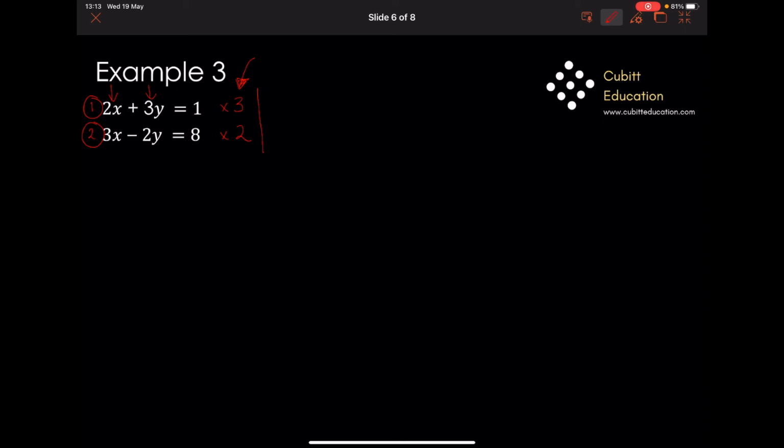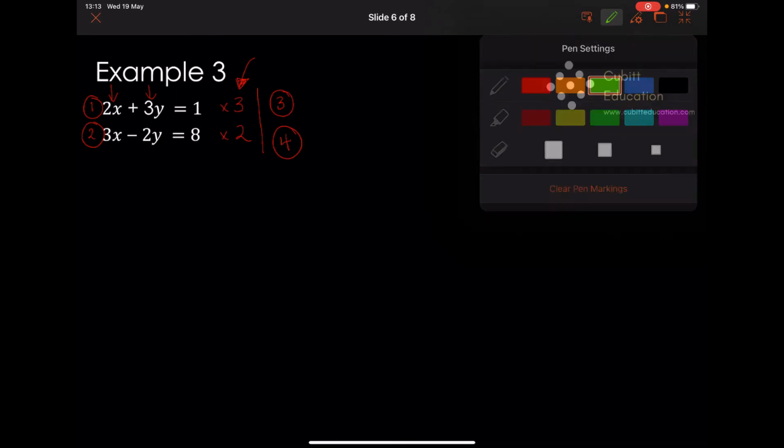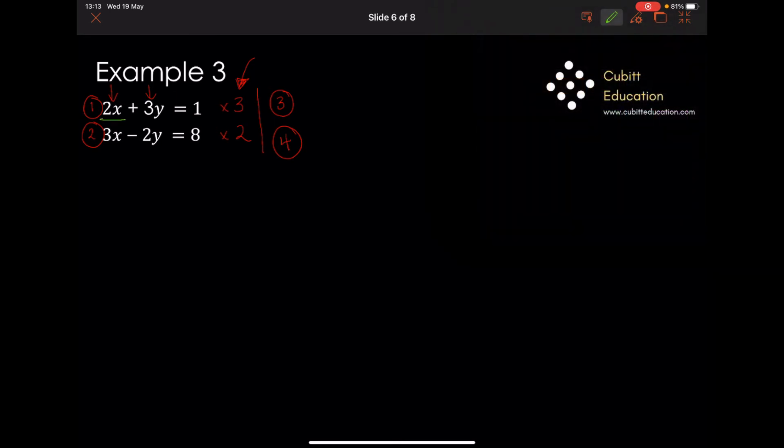Okay, so here then we're going to multiply again and we're going to create equation 3 and equation 4. Okay, 2x times 3 is 6x. 3y times 3 is 9y. And 1 times 3 is 3. So that one was nice and easy.